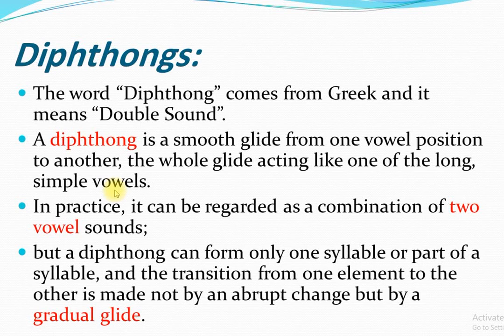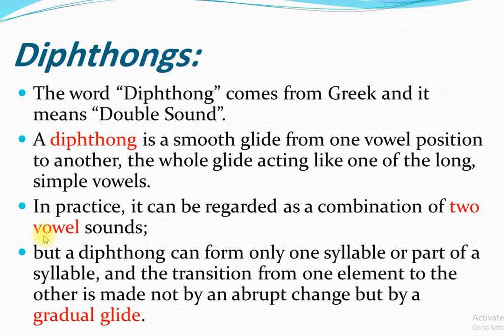The two sounds are so merged that they seem like just one lengthened sound, a single long sound. But in reality it is not one long sound; it is a merging of two sounds, and the transition between the two is smooth. So it is a smooth glide from one vowel position into another. In practice, it can be regarded as a combination of two vowel sounds, as I told you now.